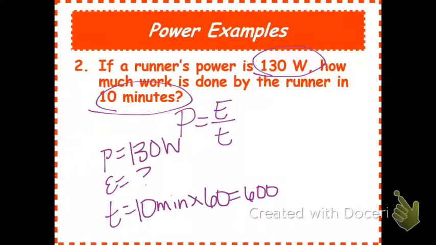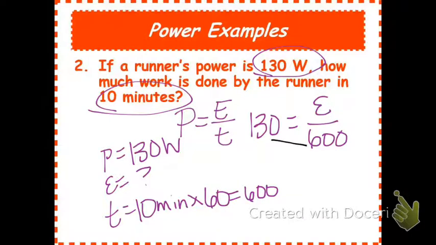And we're going to solve for the amount of energy, or, again, work can be replaced. So 130 is equal to E over 600. Notice here, the setup, you're just going to have to multiply. If you have P, you have T, it's a multiplication problem. So 130 times 600, multiply those, so E is going to be equal to, in this case, 78,000. And energy or work is in joules.